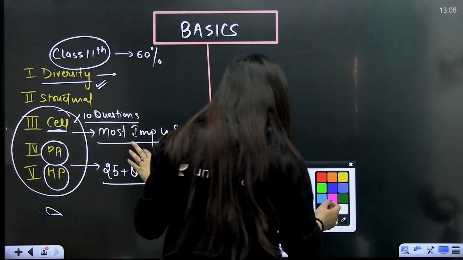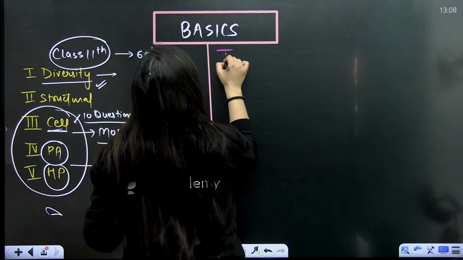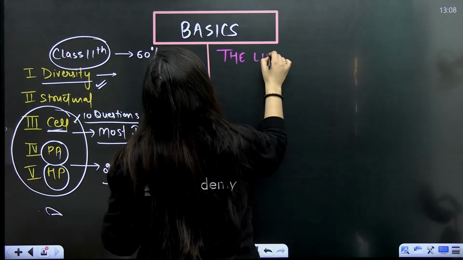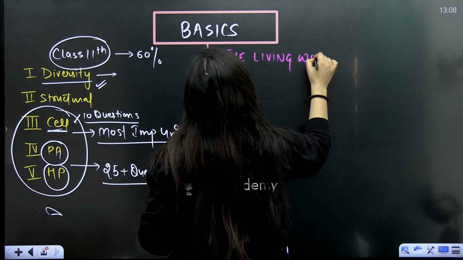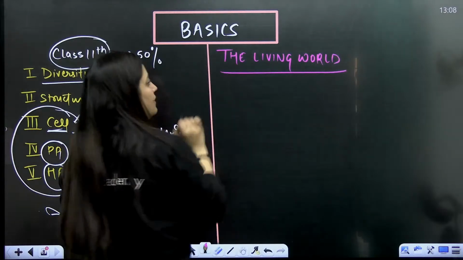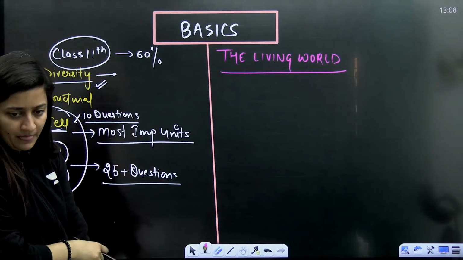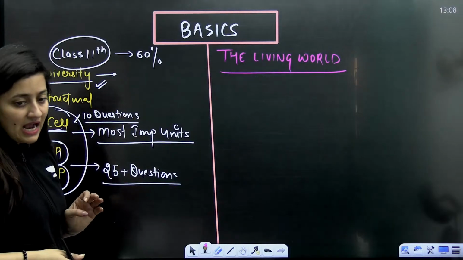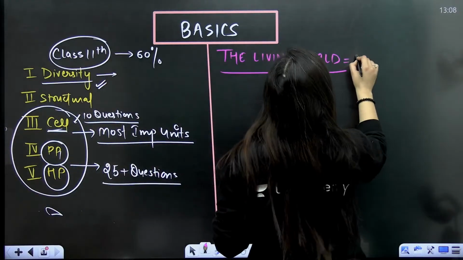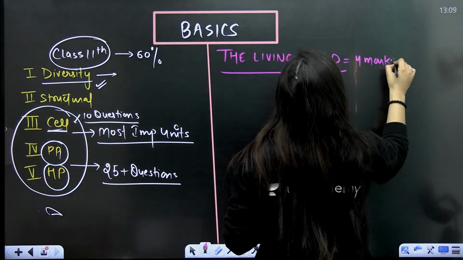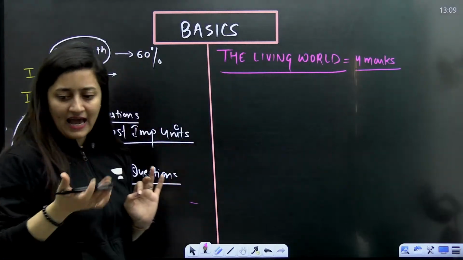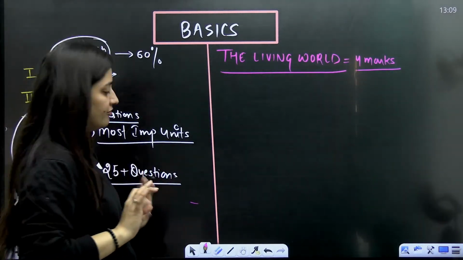As I said, I will be starting with the first unit and teaching you the living world in my Nimbus batch, which is starting from 1st of April. I'll be teaching you the living world first, and from this first chapter you will get a minimum of 4 marks in your paper. It can be 8 marks, but mostly it is for 4 marks only.